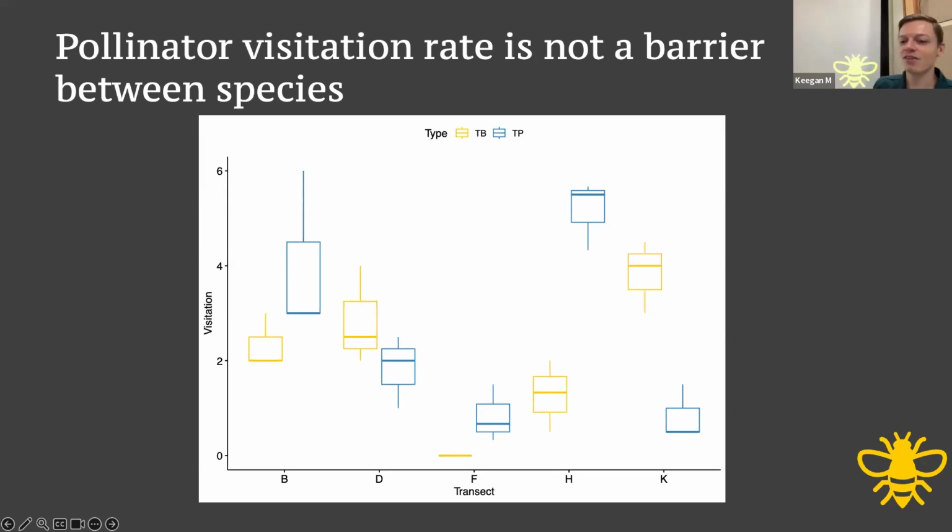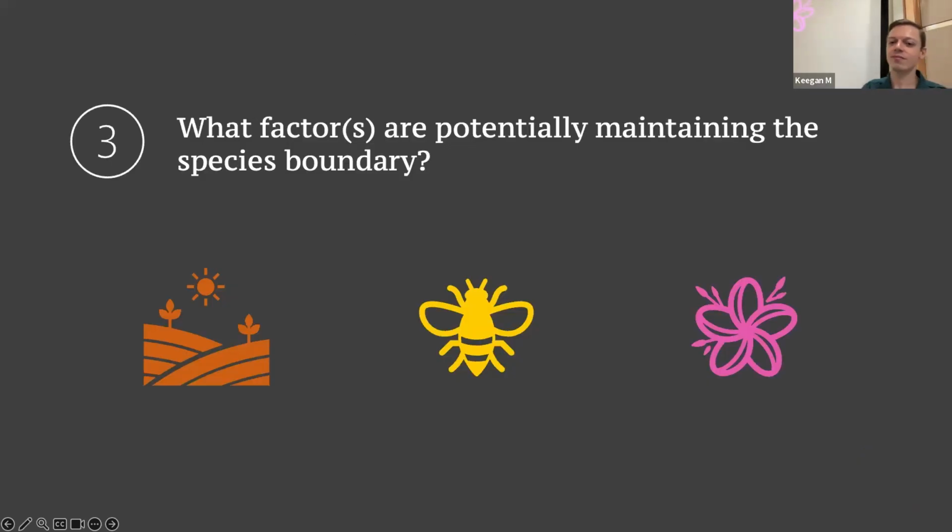This is the mean number of visits over an hour period, but overall visitation rates were very low as well. So it was difficult to tease these two species apart. So now we've investigated microhabitat differences in soil texture and light intensity, as well as pollinator visitation as potential barriers between the two species. And we have no significant differences to show for it yet.